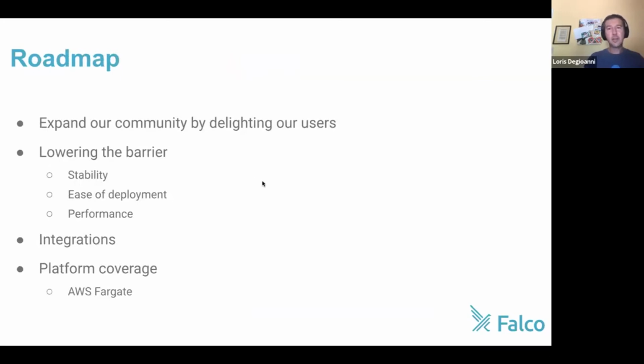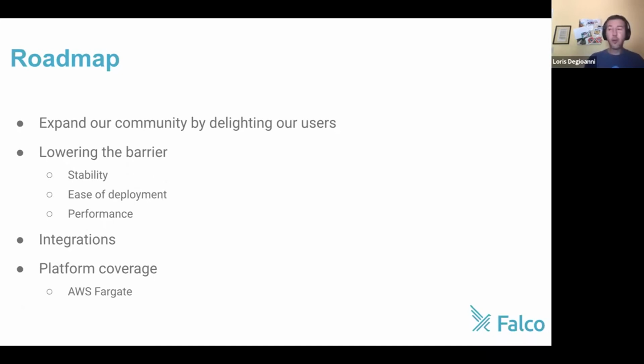Roadmap wise, what we are looking into as Falco developers, first of all, the most important thing that we put on top of everything else is expand our community by delighting our users. So we are focused here on building something that solves a problem in a way that is not only effective, but also elegant and cool, actually, and nice to use.